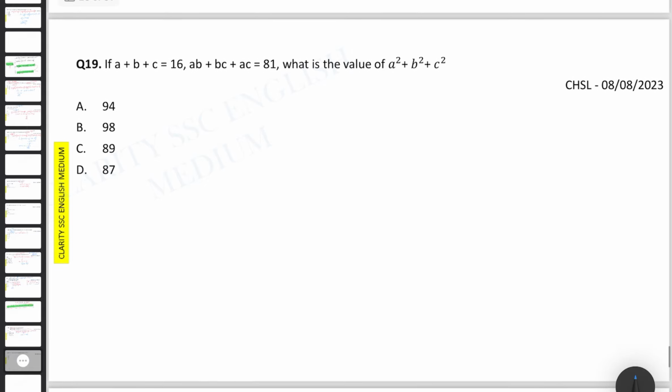Let's see the next question. If a plus b plus c is equal to 16, and ab plus bc plus ac is 81, we need to find the value of a square plus b square plus c square. Again, let me write the formula here. The formula of (a plus b plus c) whole square is equal to a square plus b square plus c square plus twice ab plus twice bc plus twice ca.